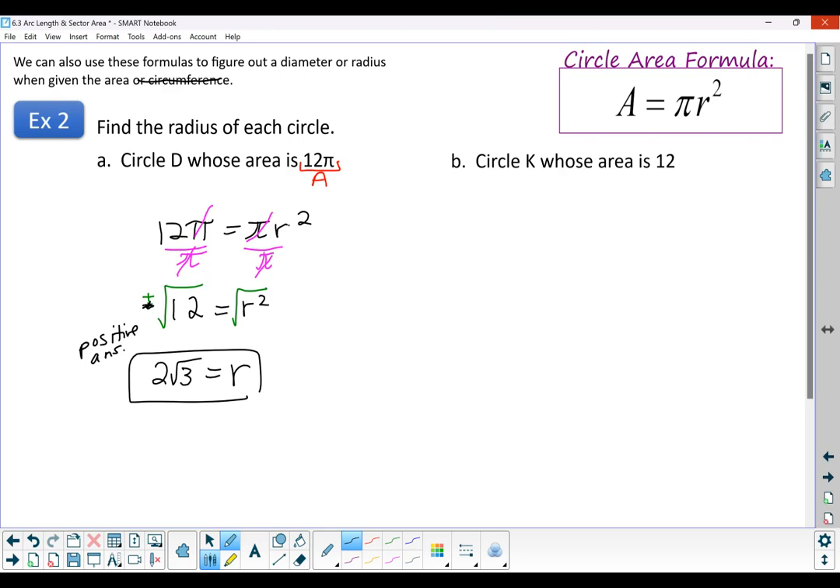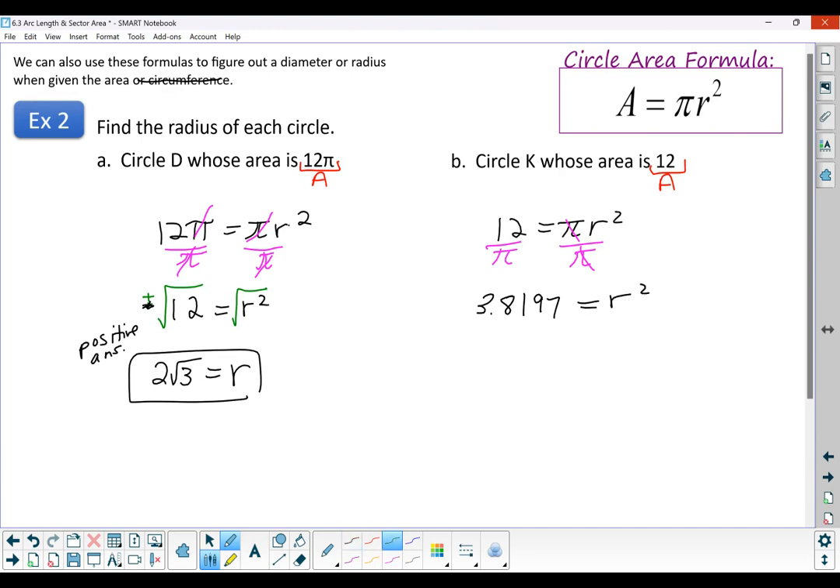Well, circle K has an area of 12, not 12 pi, but just 12. So 12 is the area in our equation. So 12 is equal to pi r squared. So we still want to divide by pi, but this time when we divide by pi, we don't have a pi on the left to cancel. So I'm going to actually type 12 divided by pi into my calculator and get the decimal answer. So this one we are going to go into decimals. 3.8197 is equal to r squared.